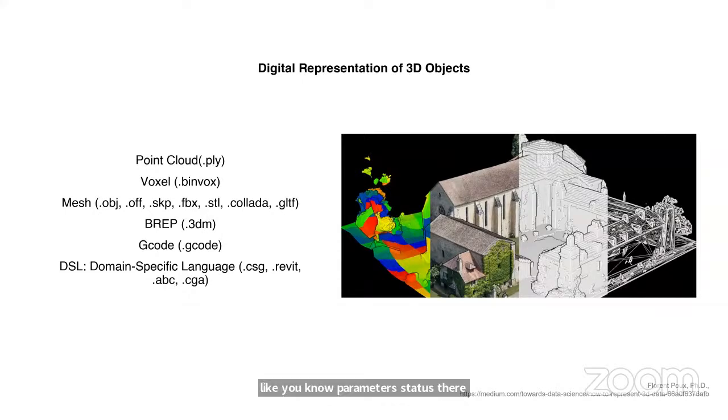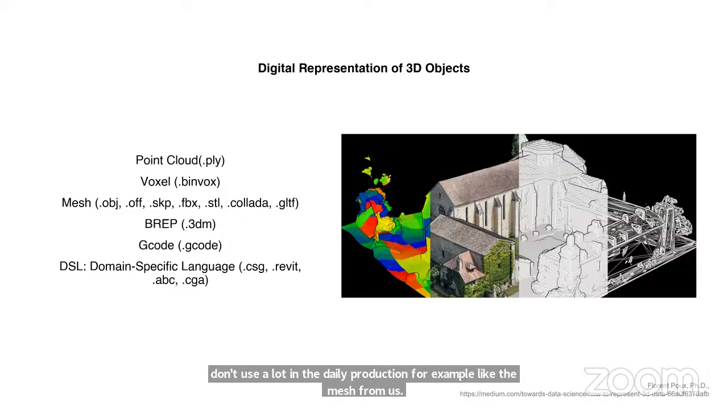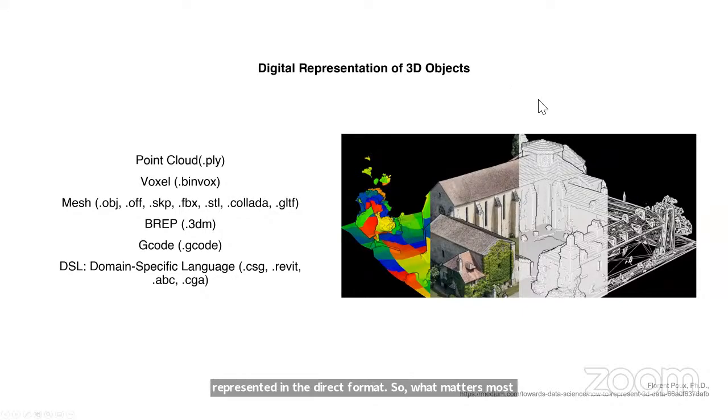But there are also other formats that we don't use a lot in daily production, for example the mesh formats. Everything is actually based on mesh, even in Rhino, although it's represented in the BREP format. Mesh is maybe the most common data representation we use in computer-aided modeling. It's basically made up of triangle soup that composes a 3D model. But mesh is not really a good format for training shape synthesis networks such as 3D GANs. We're going to go through why that is the case.